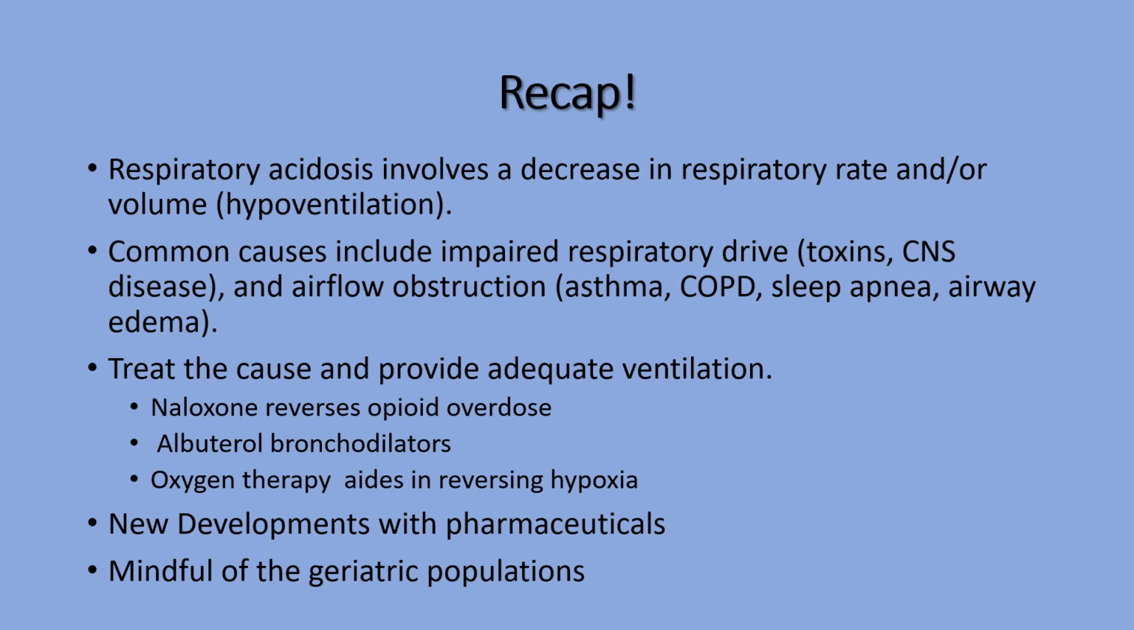So, respiratory acidosis is a decrease in the respiratory rate and volume, which is hypoventilation. This happens when you have impaired respiratory drive, poor ventilation, poor perfusion, or poor diffusion. This happens with toxins, with diseases, with asthma, COPD, airway edema. You treat the cause and provide adequate ventilation. You can use naloxone to reverse opioid overdose, you can use albuterol to relax smooth muscles in the bronchioles, and you use oxygen therapy to reverse hypoxia.